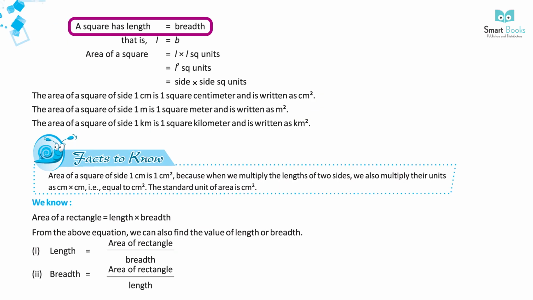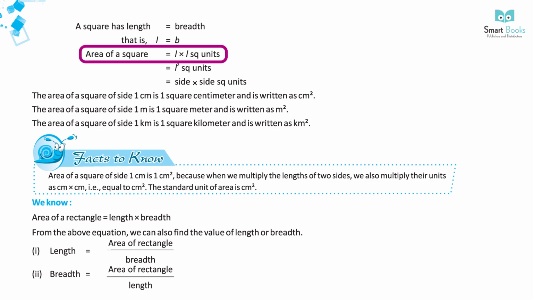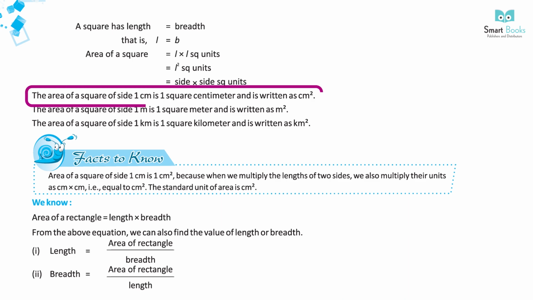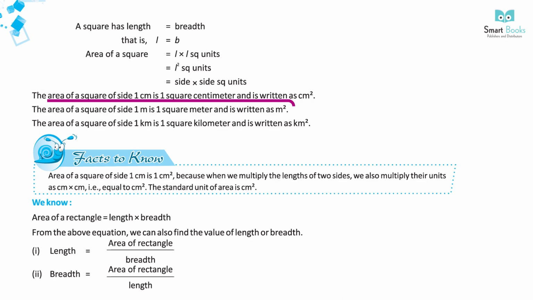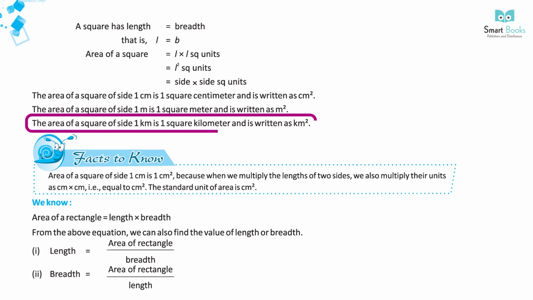A square has length equal to breadth, that is l equals b. Area of a square is equal to l into l square units, which is l square units, equal to side into side square units. The area of a square of side 1 centimeter is 1 square centimeter, written as cm². The area of a square of side 1 meter is 1 square meter, written as m². The area of a square of side 1 kilometer is 1 square kilometer, written as km².